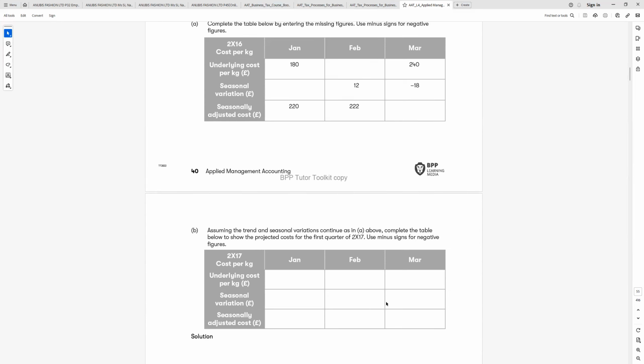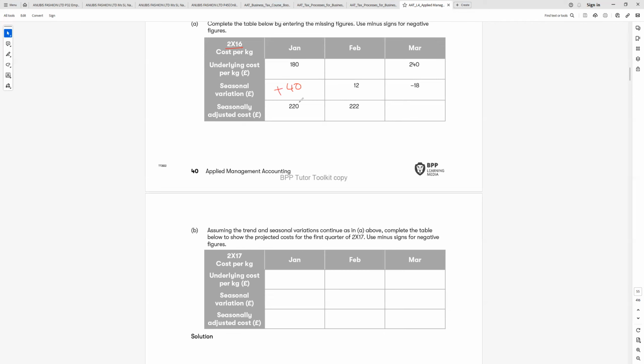Okay, let's do that. So we can see here is the 2016 cost per kg: January, February, and March, the first quarter. We have the underlying cost per kg of 180, the seasonal variation, and the seasonally adjusted cost. We need to find the seasonal variation. Our cost is 180, and after adjustment it is 220. So how much is the difference? 220 minus 180, so my seasonal variation is 40. It is added. Remember that 180 plus 40 is 220.